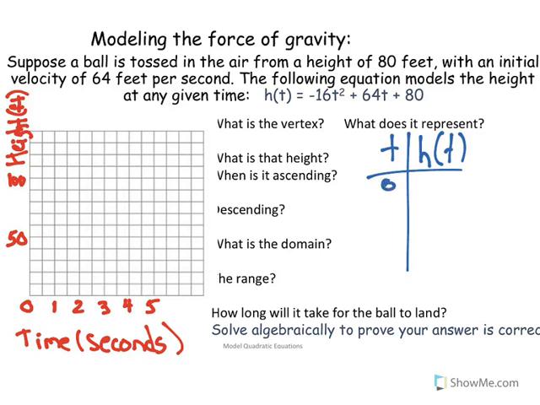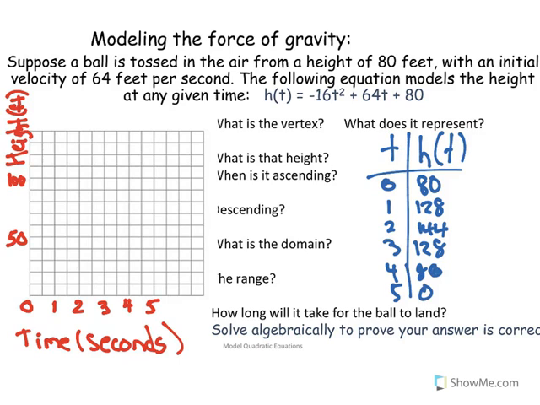So this is what I've got, right? At time 0, the height is 80. At time 1, I've got 128. At time 2, I've got 144. At time 3, I've got 128. At time 4, I've got 80. And time 5, I've got 0.